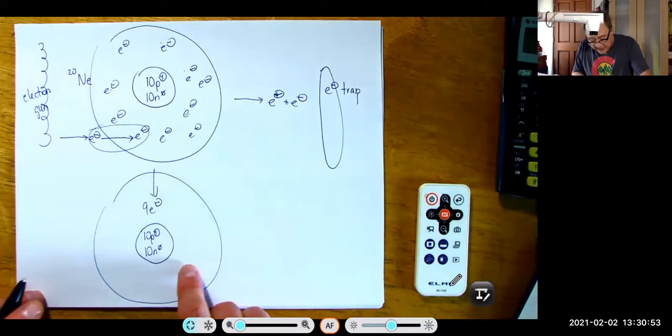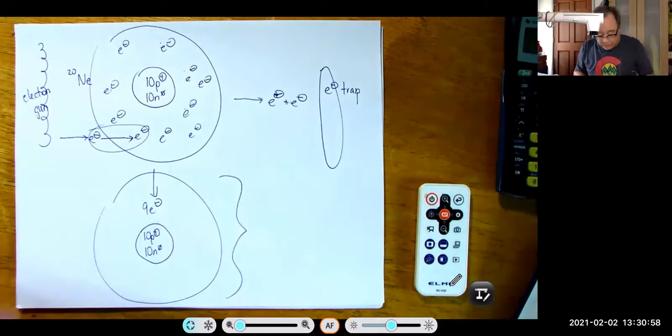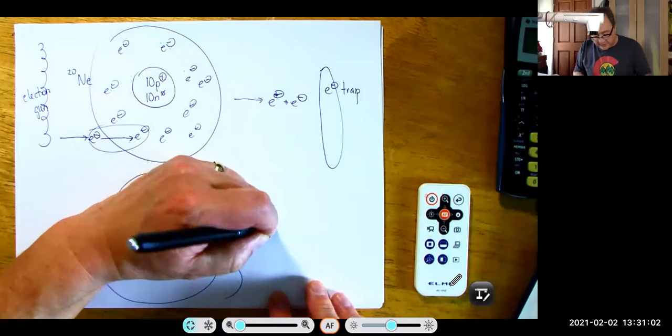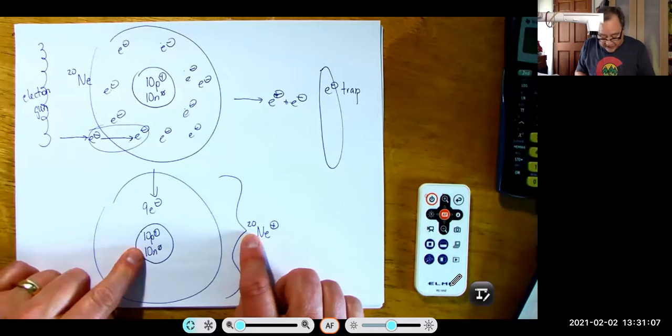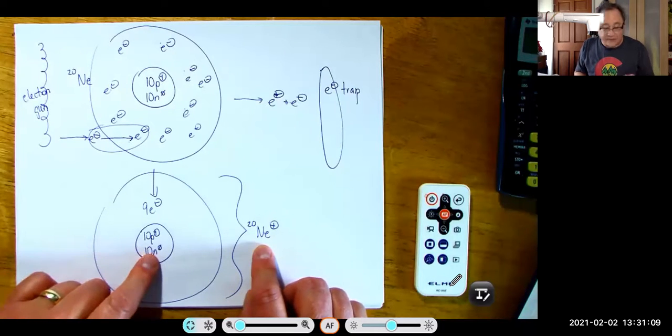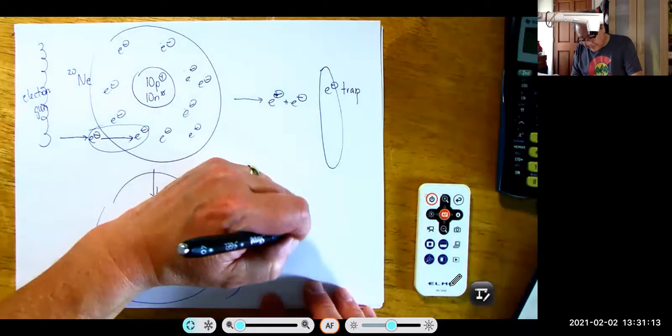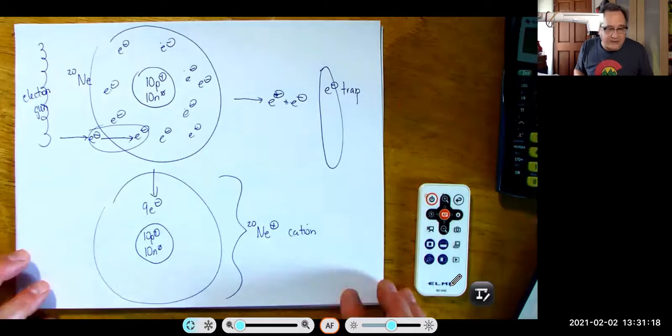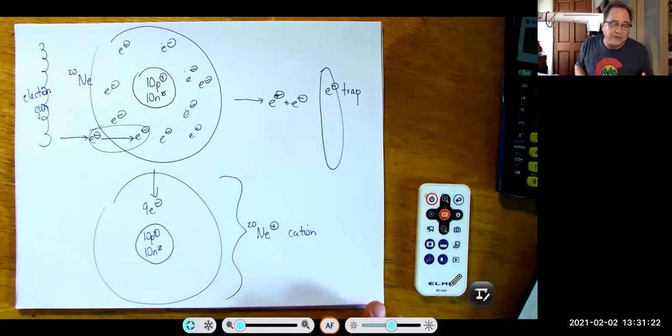Now, this thing here, because it has more protons than electrons, it has a positive 1 charge, and we would write that symbol like this. Still has 20 nucleons. It's still neon because it's got 10 protons, but has a positive 1 charge. It's a cation. And hopefully you've read that part about cations. They have a positive charge. Like charges repel, opposites attract.